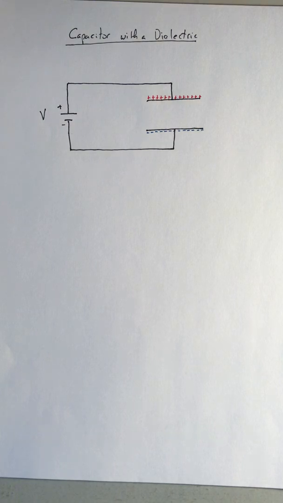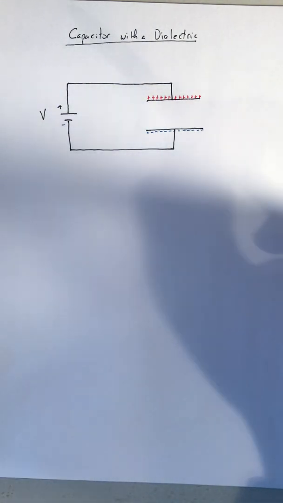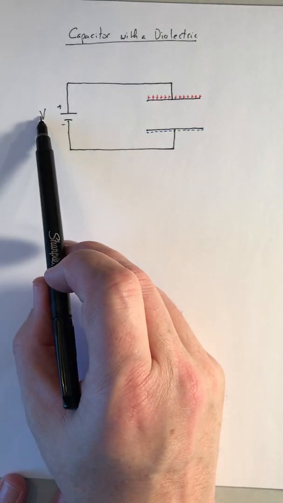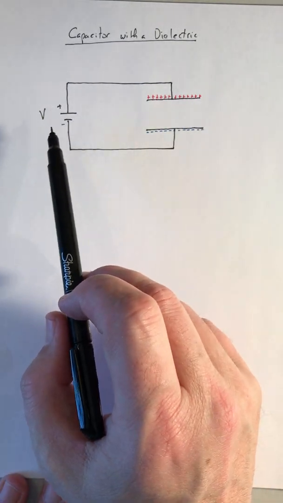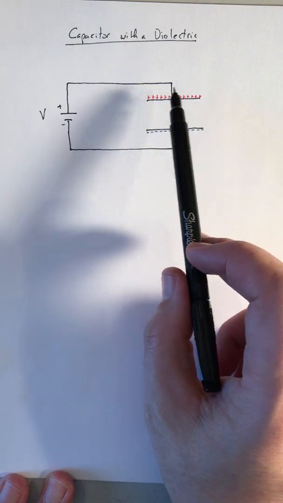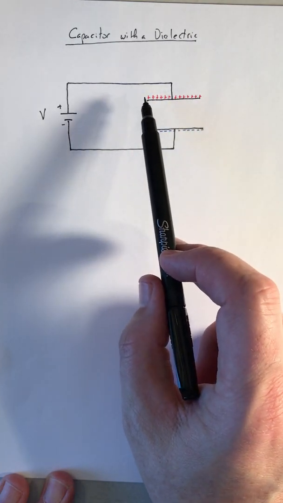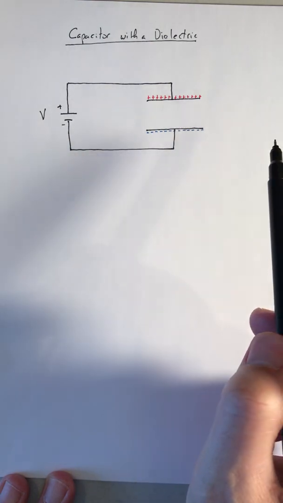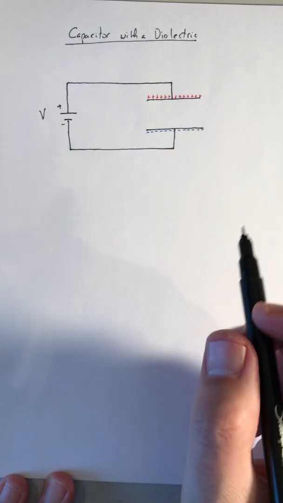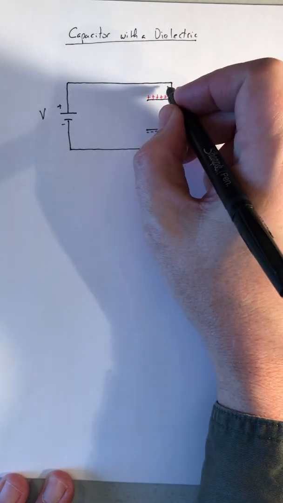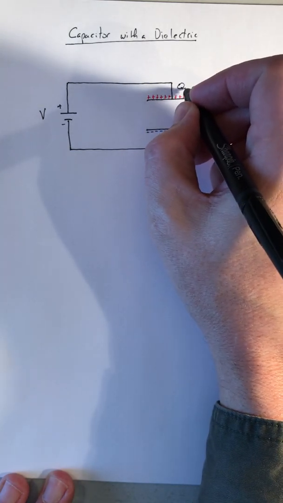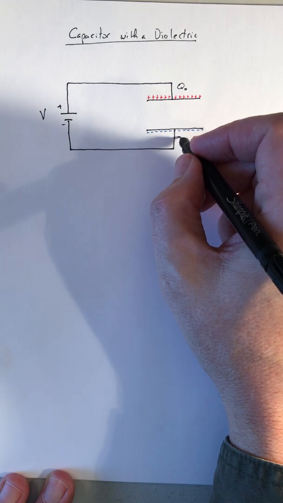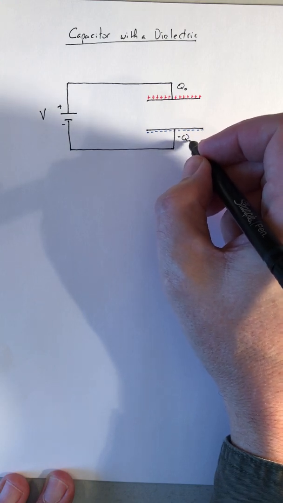Let's talk a little bit about the role of a dielectric in a capacitor. We're going to start off with an air gap capacitor. I have some battery, and the battery is going to have a positive charge on one plate of the capacitor and an equal and opposite negative charge on the other plate. We'll call this charge Q0, and on the negative plate minus Q0.